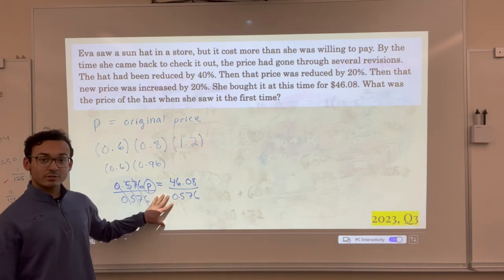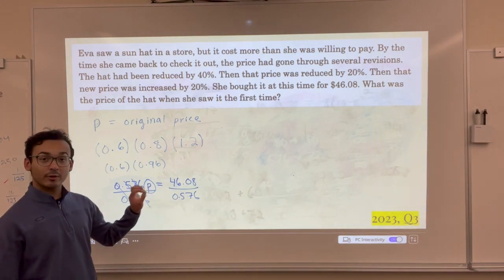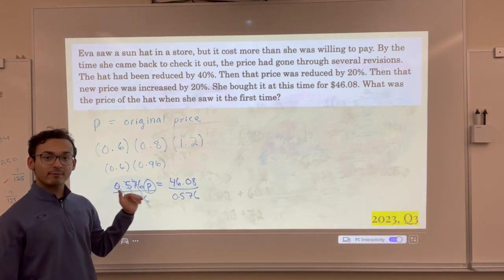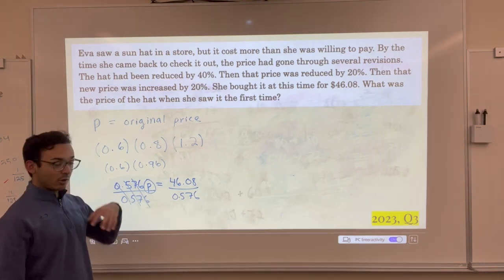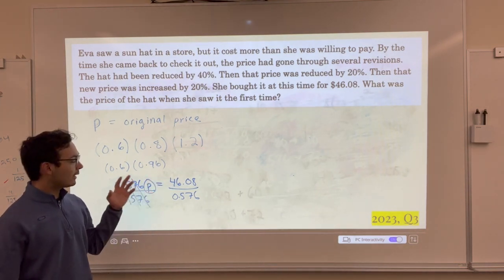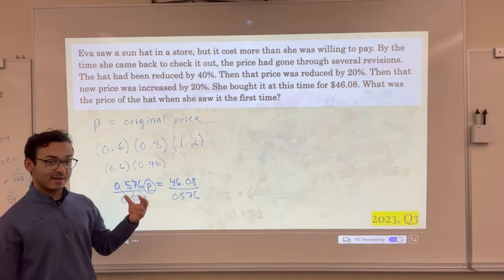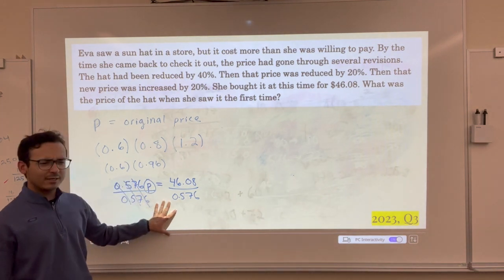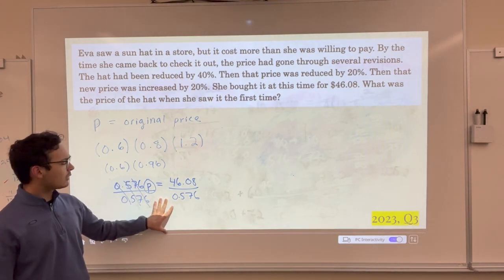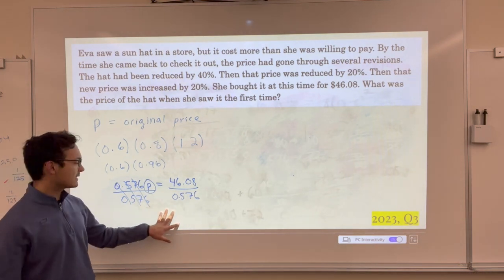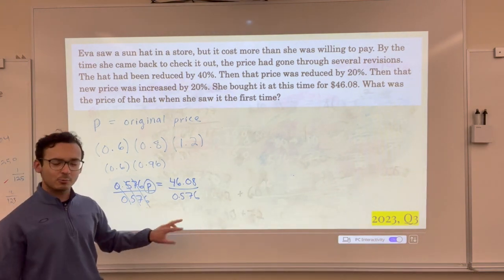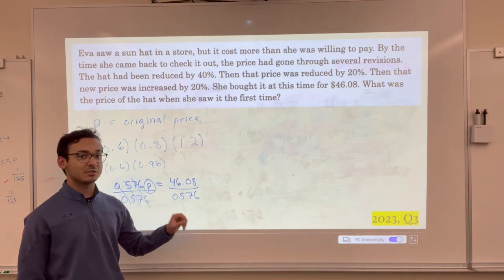So, how are we going to solve this fraction? 46.08 over 0.576. Well, there are a number of ways to do it. I actually think long division is going to be the fastest way here. During the actual meet, I don't think I did long division. I think I literally just guessed and checked after this point. But we can use long division to make sure that we're actually doing it correctly.